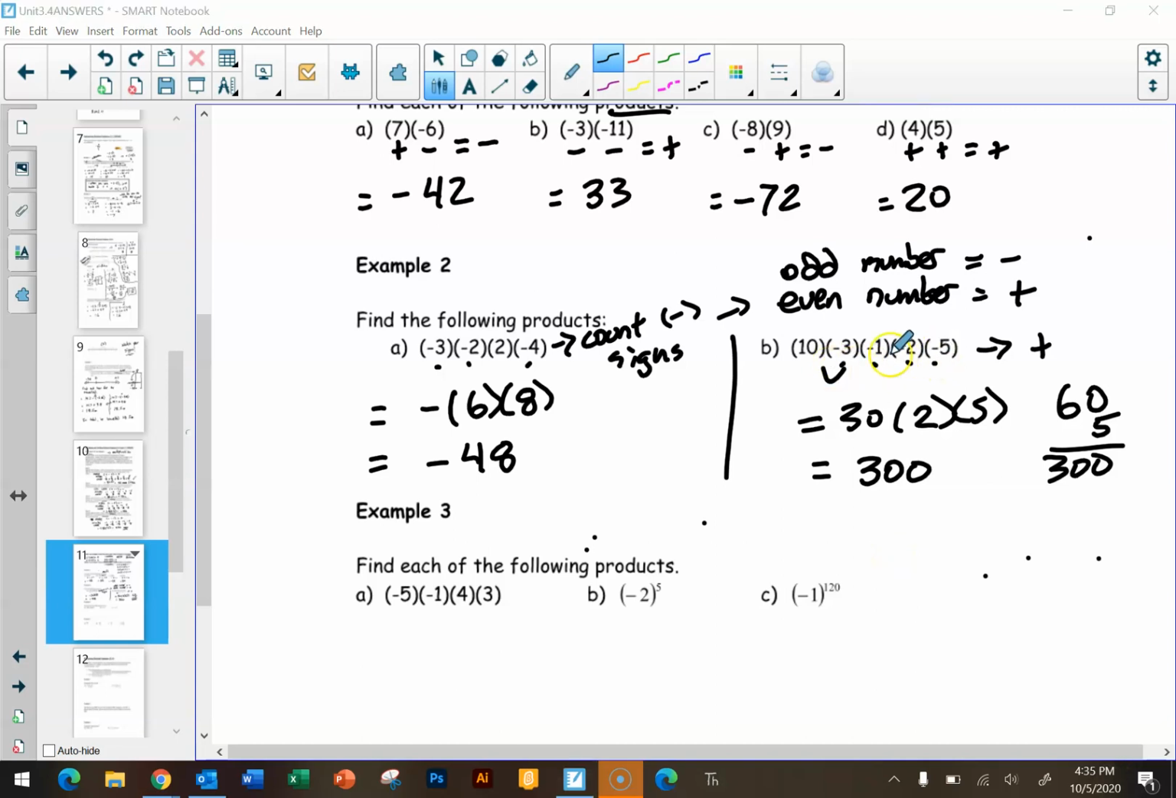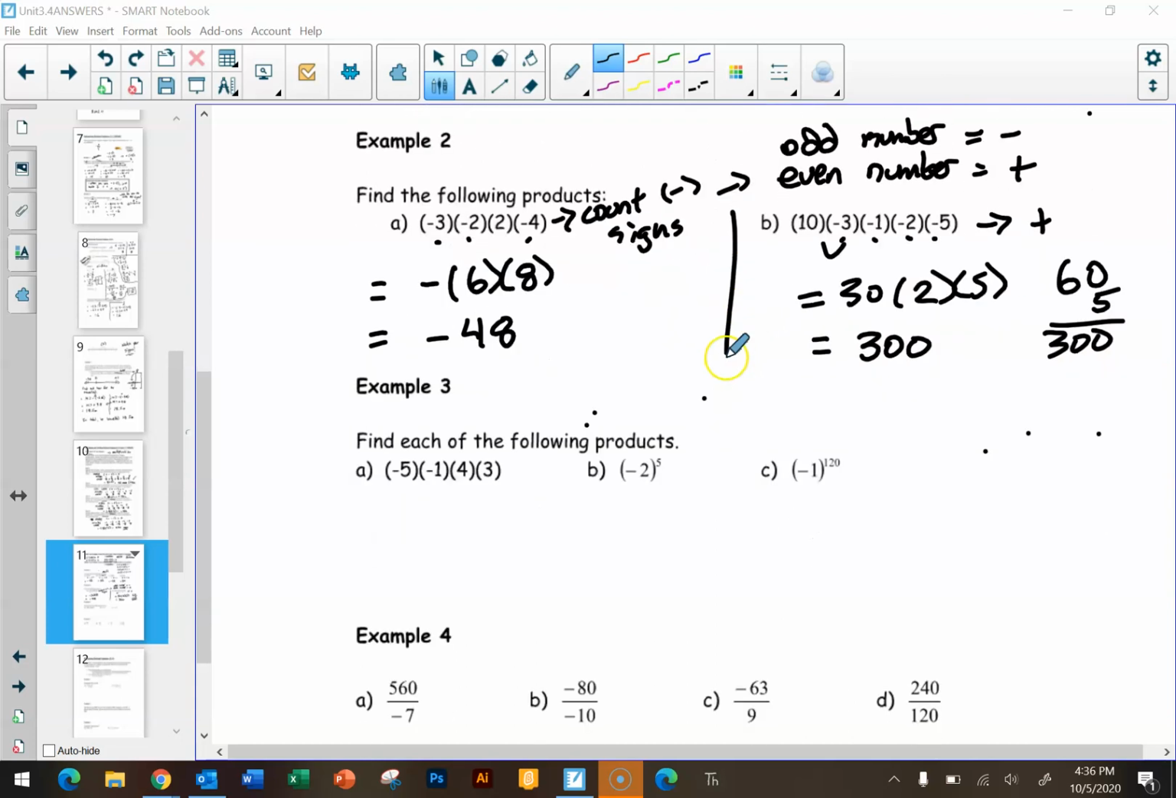I'm just ignoring the signs because I figured it would be positive at the end, and in the last one I ignored the signs because I figured it would be negative in the end. You could do these step by step. You could go 10 times negative 3 is negative 30, and then negative 30 times negative 1 is positive 30, and then positive 30 times negative 2 is negative 60, and negative 60 times positive 5 is positive 300. You'll get the exact same answer, but I just like to figure out ahead of time, is my answer going to be negative or is my answer going to be positive?